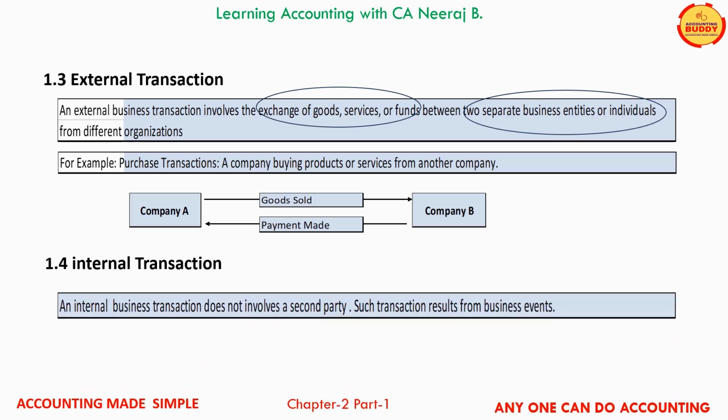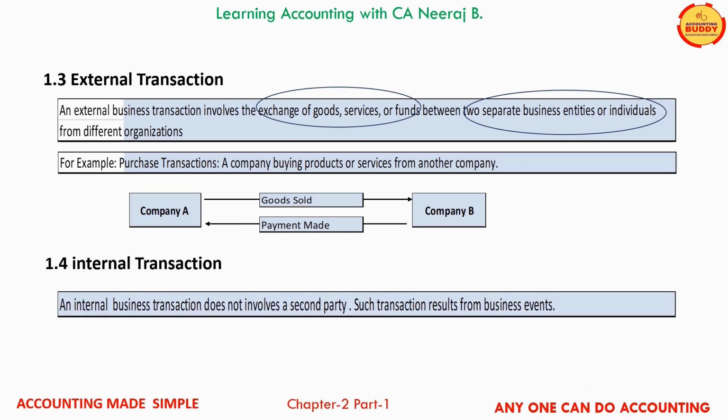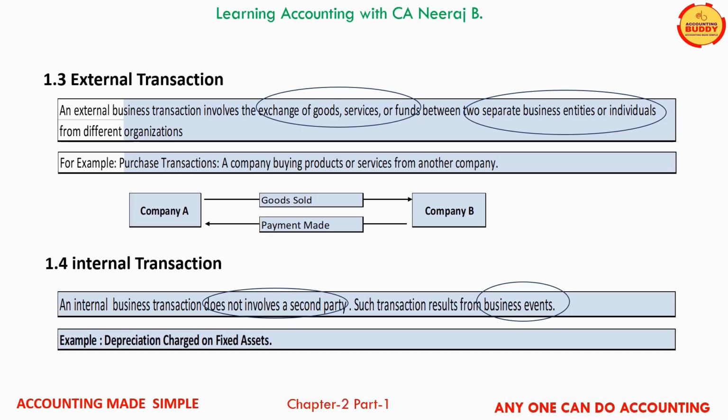Now the internal transaction. As the name indicates, such transactions do not involve any outside second party. Such transactions are the result of the business events occurring in the normal course of the business. For example, the periodical transaction of depreciation on fixed assets. Depreciation is the wear and tear of the fixed assets due to its usage. We will discuss the term depreciation in detail in our subsequent slides.